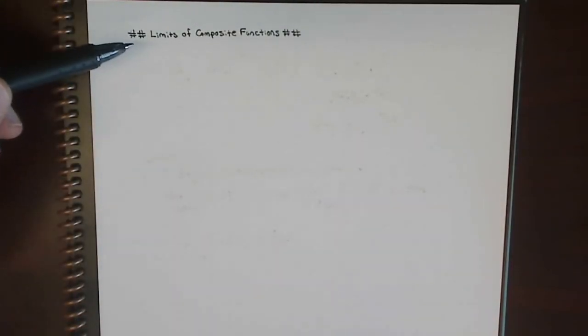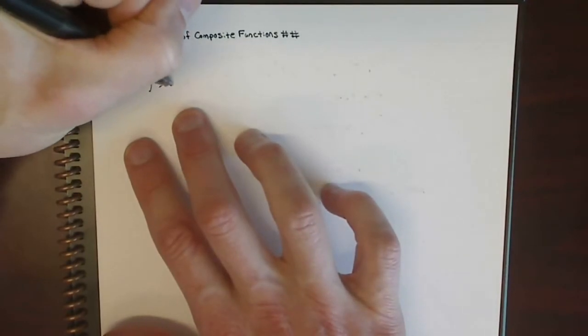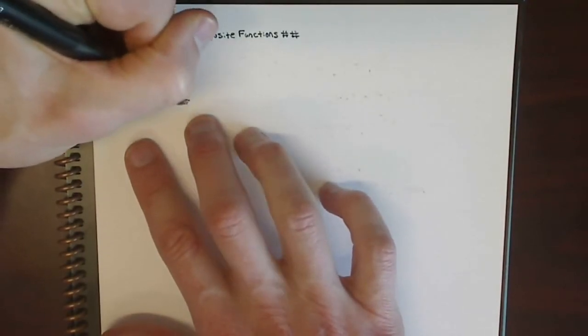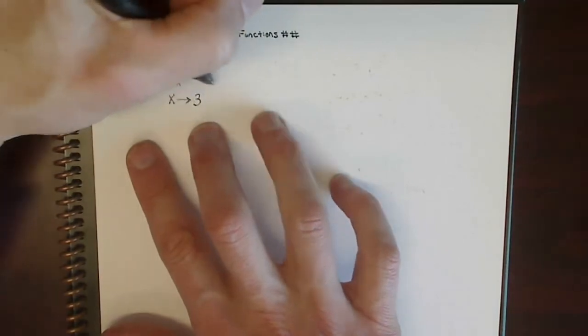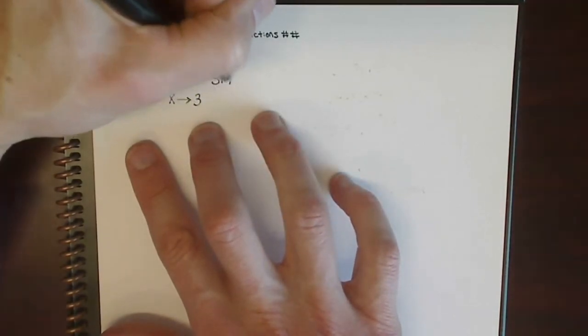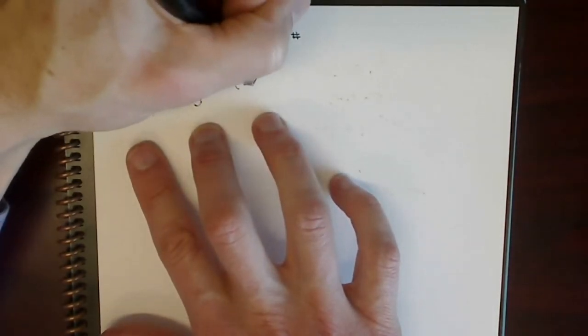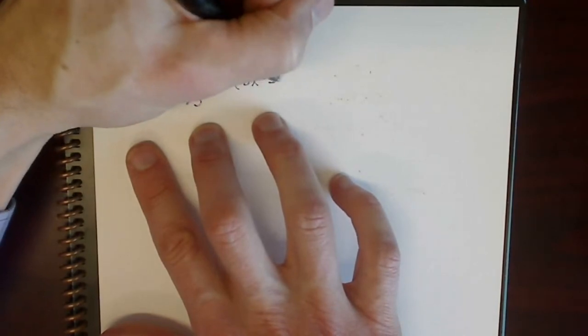In this video, I want to go over how to determine the limit of a composite function. So here's an example. Suppose I have the limit as x goes to 3 of sine of, say, 3x squared minus 1.